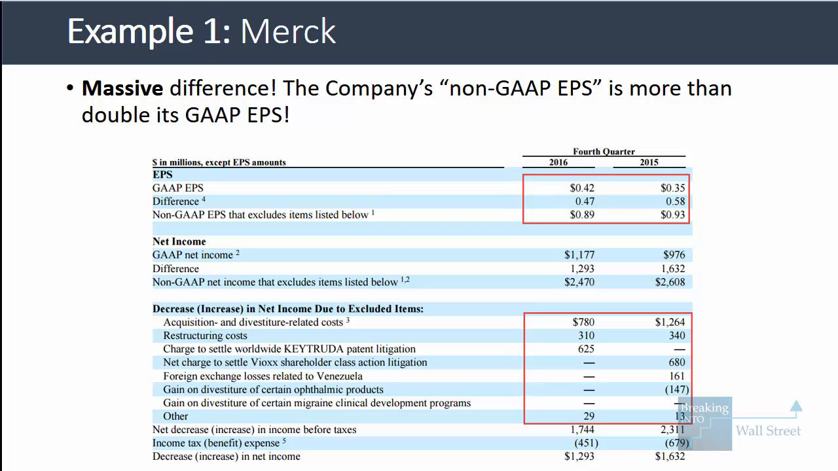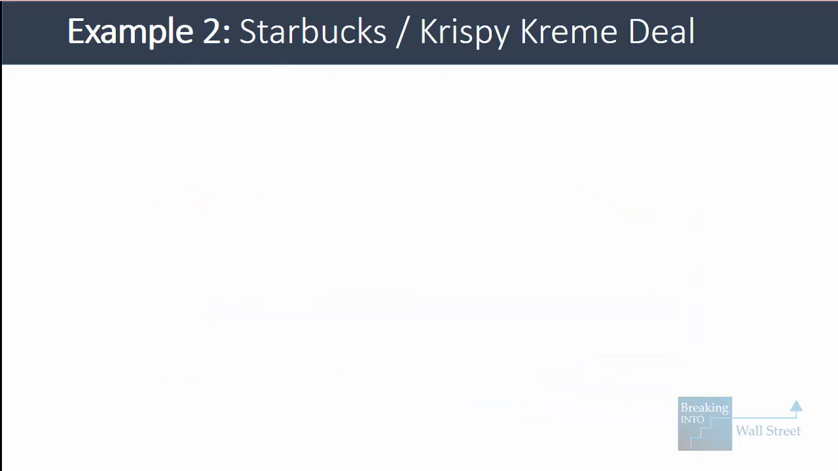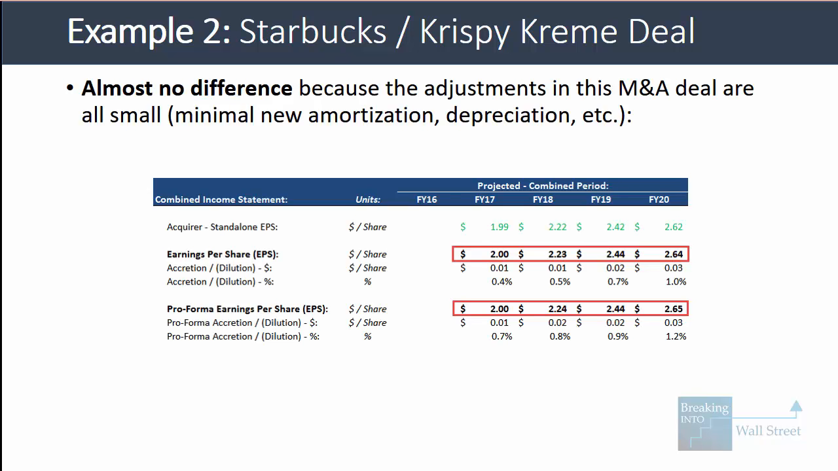Of course, that doesn't tell the whole story. In M&A scenarios, it could go either way in a lot of cases. Here's an example for a hypothetical deal between Starbucks and Krispy Kreme. We looked at a pretend merger or acquisition where Starbucks acquired Krispy Kreme here. Now in this case, the difference between GAAP EPS and pro forma EPS is almost nothing.